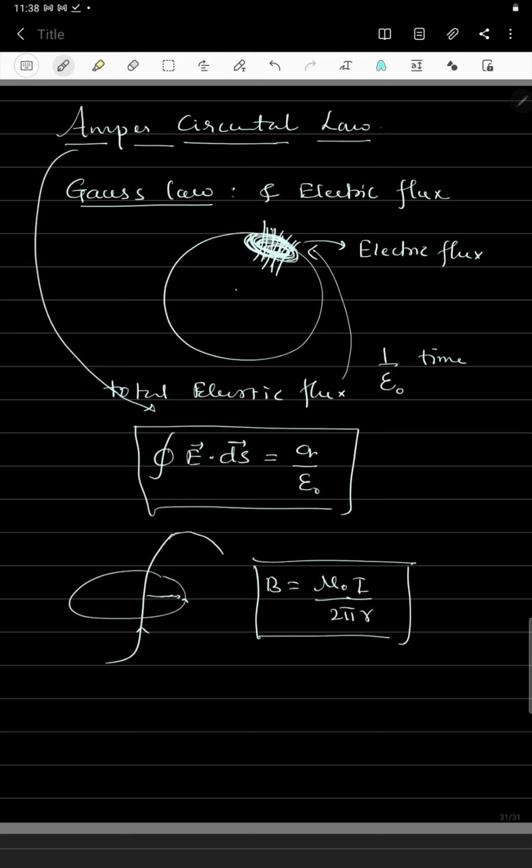If I close this circuit, then the magnetic field that is going to be generated will be studied by using Ampere's circuital law.